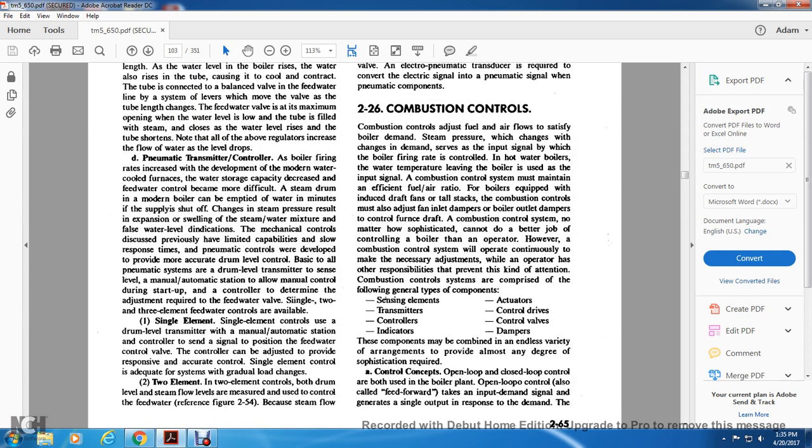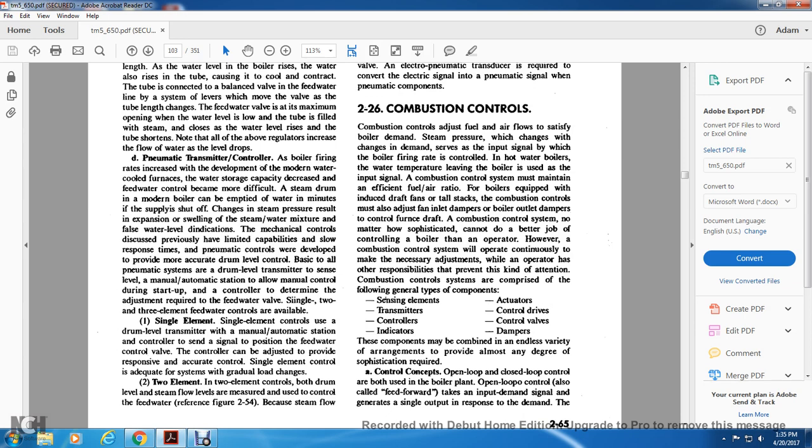226. Combustion controls. Combustion controls are adjusted for the fuel and airflow that satisfy the boiler demand. Steam pressure changes serve as the input signal for the demand by the boiler firing rate and are controlled. For hot water boilers, the water temperature leaving the boiler is used for the input signal.